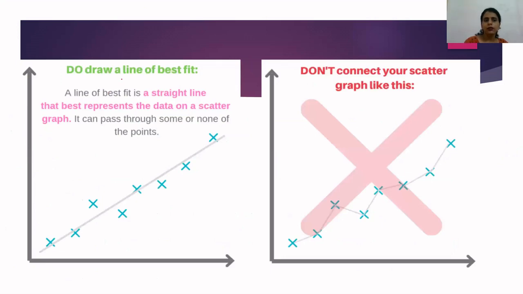What is the meaning of line of best fit? Whenever a scattered graph is given like this, that means this is your x-axis, and this is your y-axis, and you have labeled and just plotted these points on the graph. So these are actually your scattered plots. You can see that the points are not in a particular manner, so they are actually scattered.